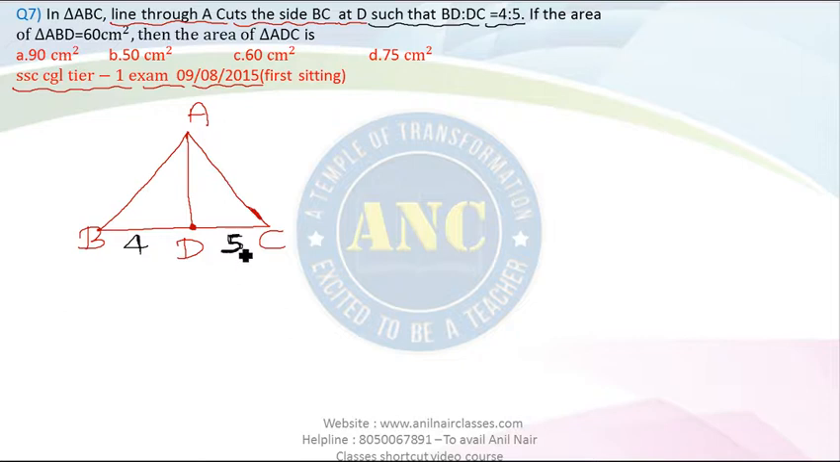Although the diagram is not looking like that, please assume that BD is 4, DC is 5. In the diagram it is actually looking like BD is greater than DC, but the question says BD is lesser than DC. Let us not worry too much about the diagram, sir. The diagram is not drawn to scale.